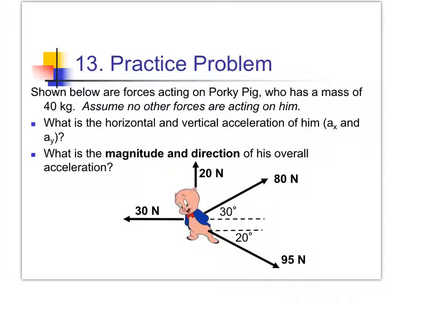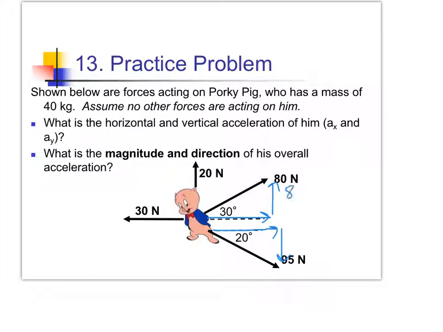In this problem, we have these forces acting on Porky Pig, and we want to ultimately determine the horizontal and vertical acceleration of Porky Pig, and then the overall magnitude and direction of that acceleration. But the first thing we're going to think about, since we already have our picture here, is breaking these forces into their x and y components. So I'm going to draw those x and y components for the two angled forces, and then we can think about what the value of those components are.